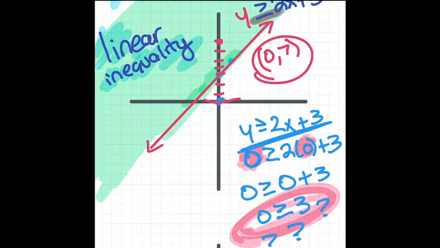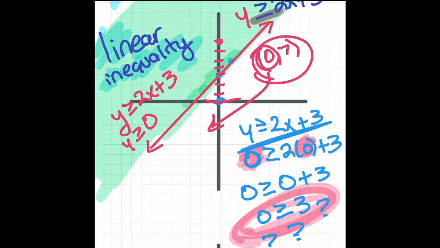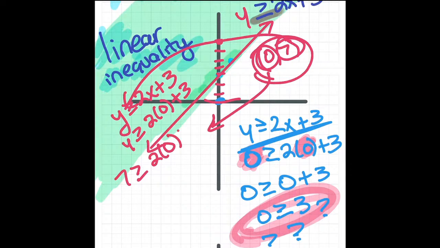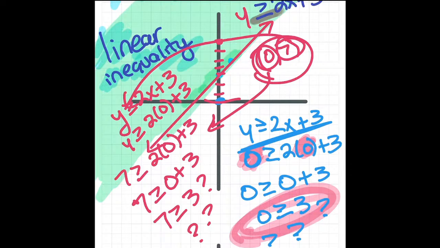Let's plug this point into the equation. Here, I'll put it up here so you can see it better. Y is greater than 2x plus 3. Let's put 0 in for x. So y is greater than or equal to, I've skipped a step, I'm not showing you that, 2 times 0 plus 3. And let's put in 7 for y. So 7 is greater than or equal to 2 times 0 plus 3. Therefore, 7 is greater than or equal to 0 plus 3. Therefore, 7 is greater than or equal to 3. Is that true? Absolutely. 7 is indeed greater than 3.